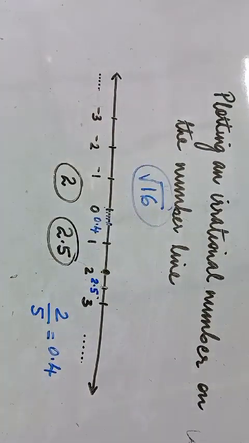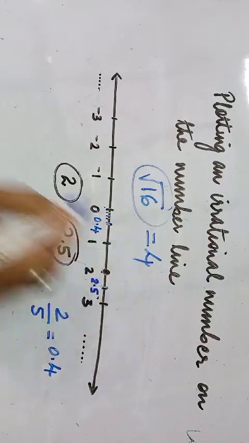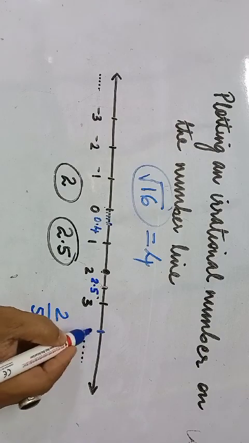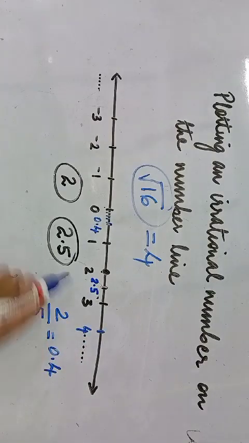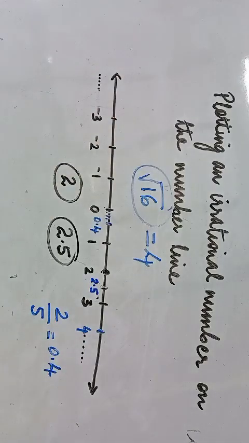under root of 16, for example, that you have to plot on this real number line. So under root of 16 is what? It is 4. We all know that 4 is the next whole number after 3. So this will be 4. So plotting such numbers will be quite easy on the number line.